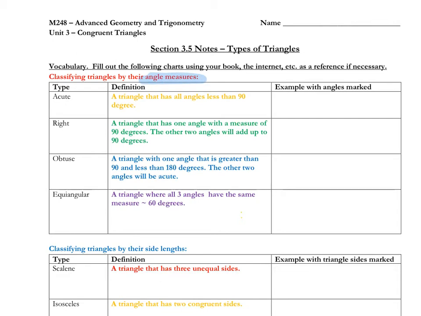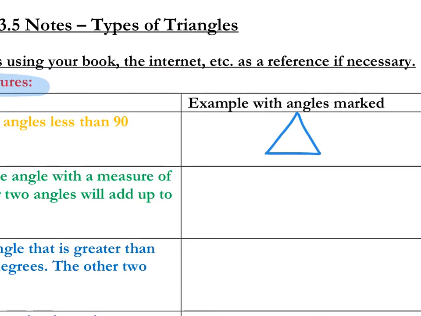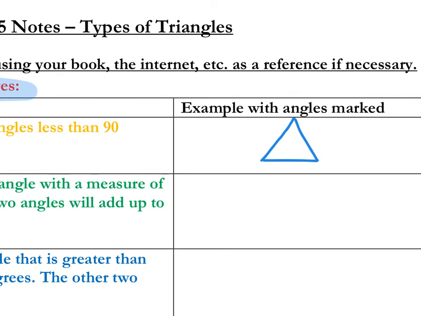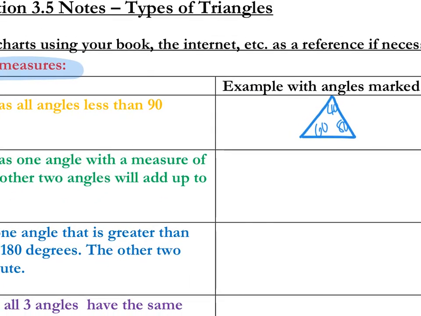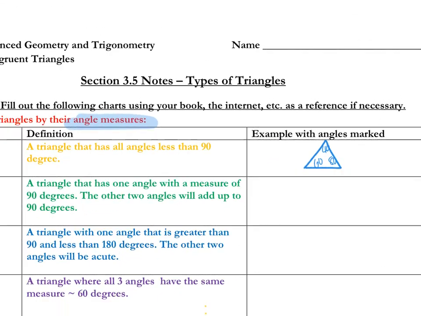Okay, so an acute triangle is a triangle that has all angles less than 90 degrees. So let's go ahead and draw a picture. And it'd all be less than 90 degrees. So we could say 60 and then 40 and 80. So notice that all angles are acute, which is why it's called an acute triangle.